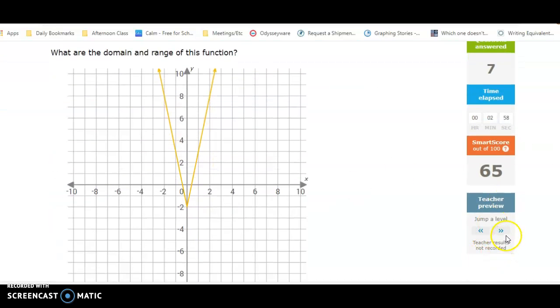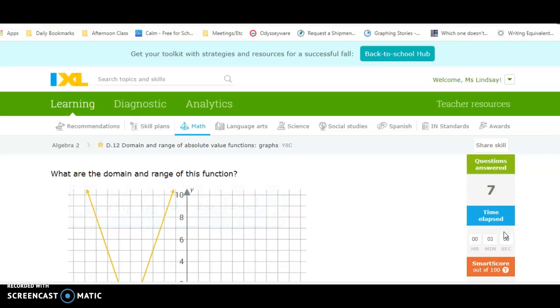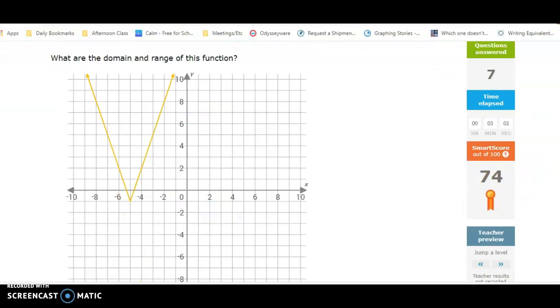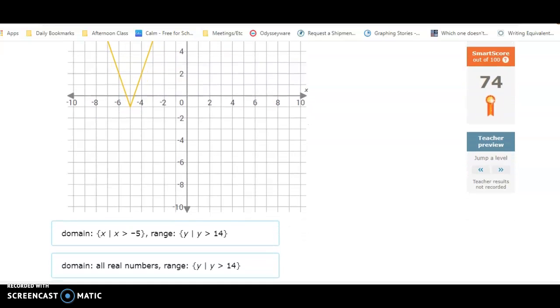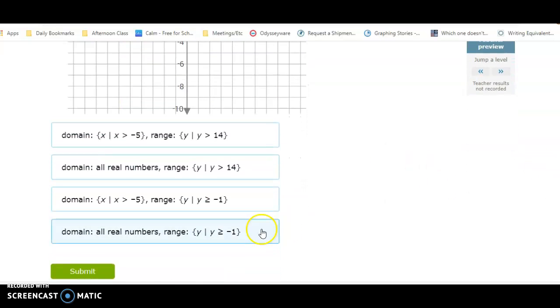Let's see if I can get it to give me something a little different. This is still pretty much the same. So I'm looking at that vertex. So I want my range to be greater than or equal to -1. Domain still all real numbers.